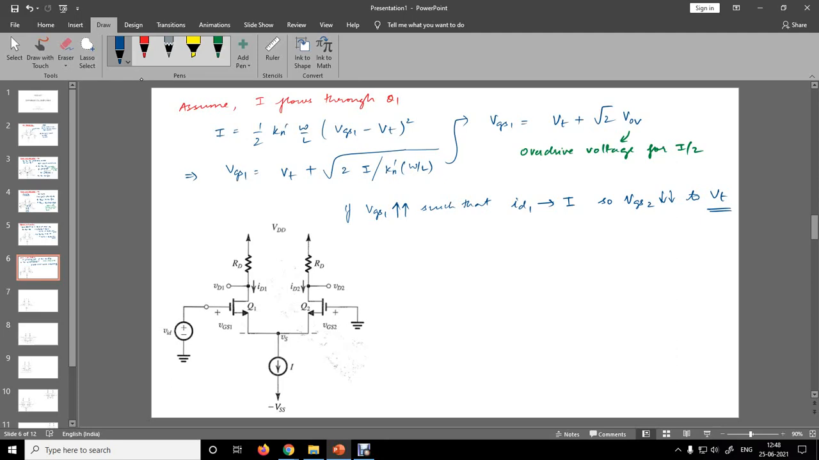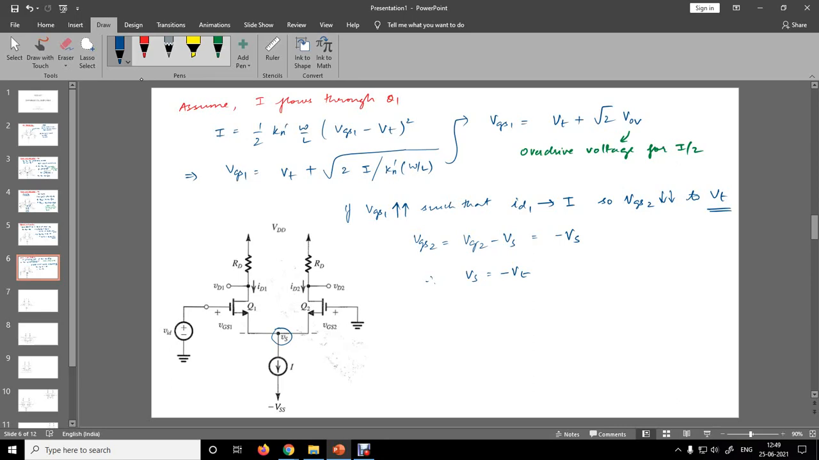Which means that now VGS2, if you look at VGS2, it is nothing but VG2 minus Vs. Vs is this voltage. VG2 is anyway grounded, so this is nothing but minus Vs. Therefore, Vs I can write as minus Vt. So there will be a minimum voltage for the channel to be present. And through that channel there will be no current flowing, because all the current is flowing through Q1 only.